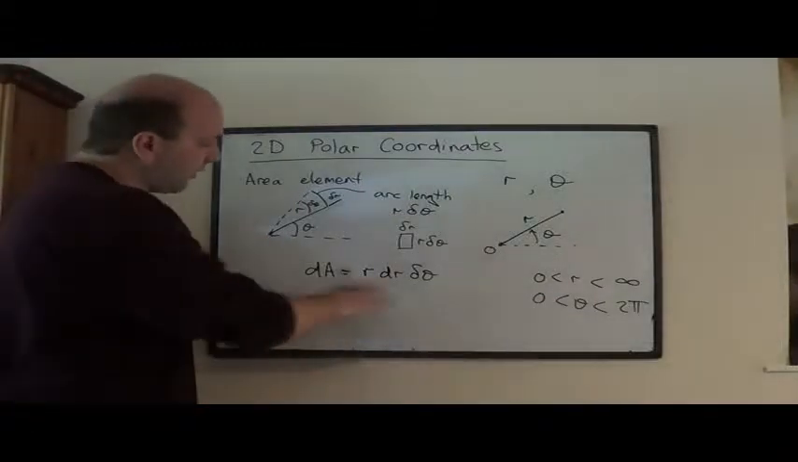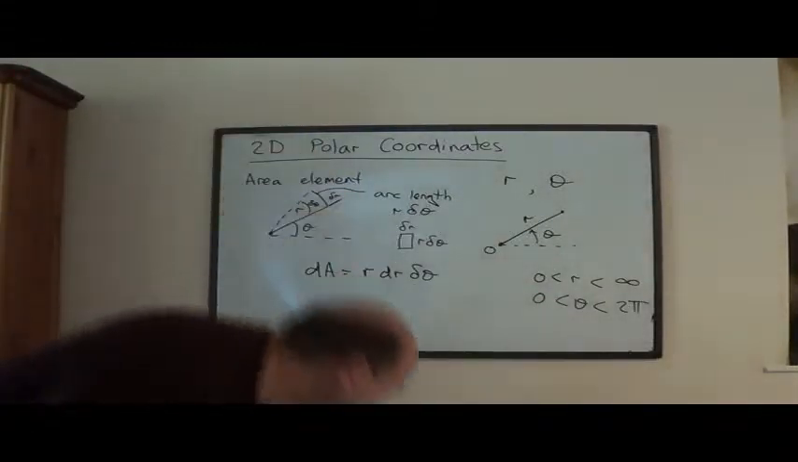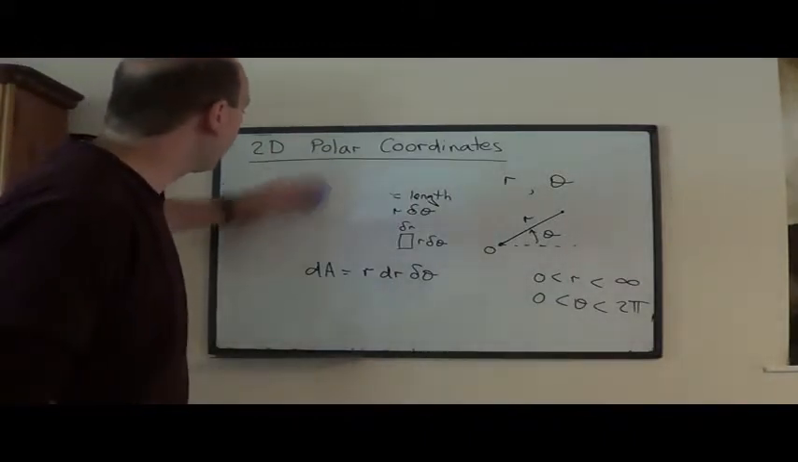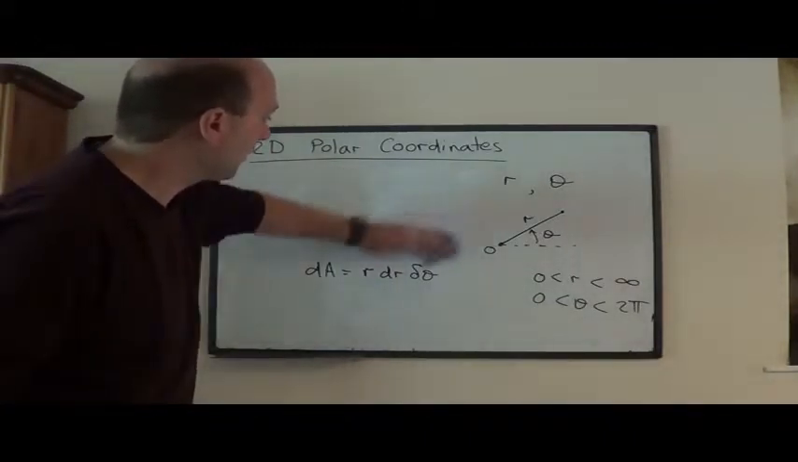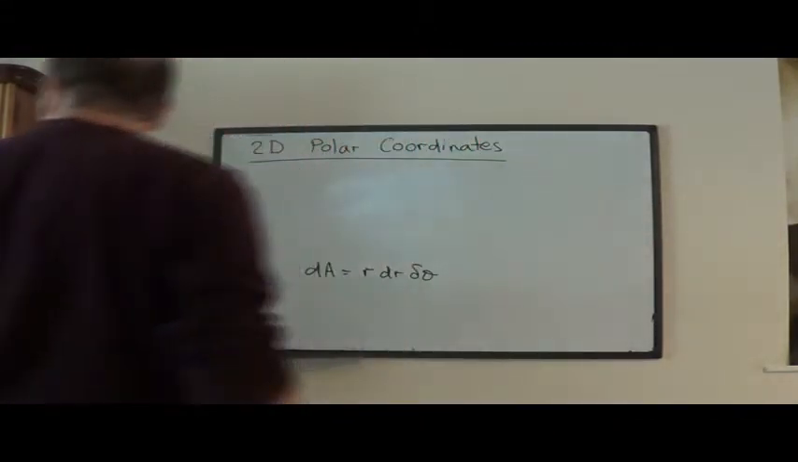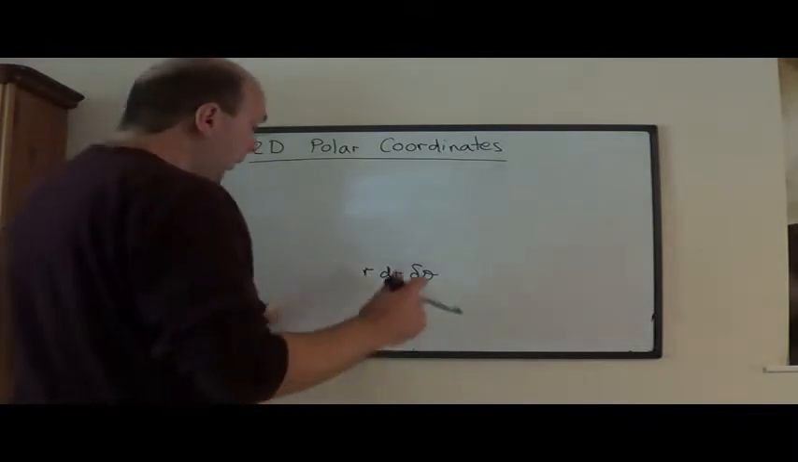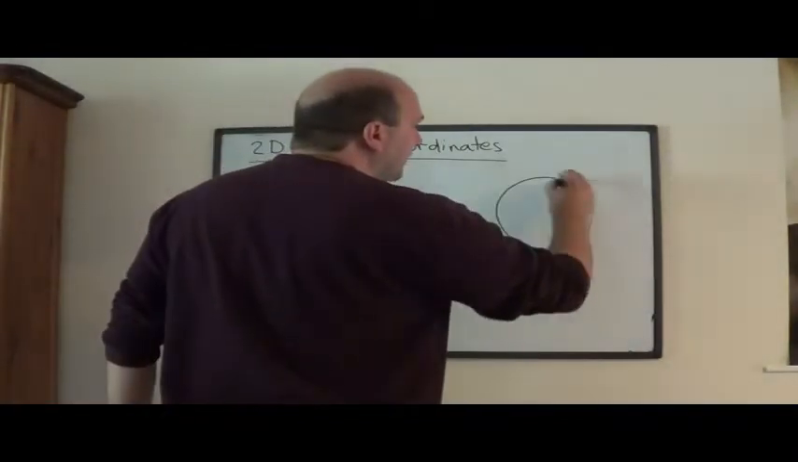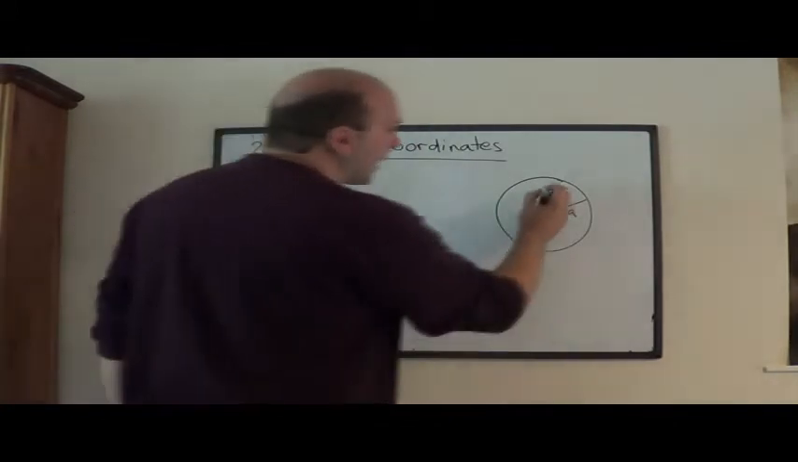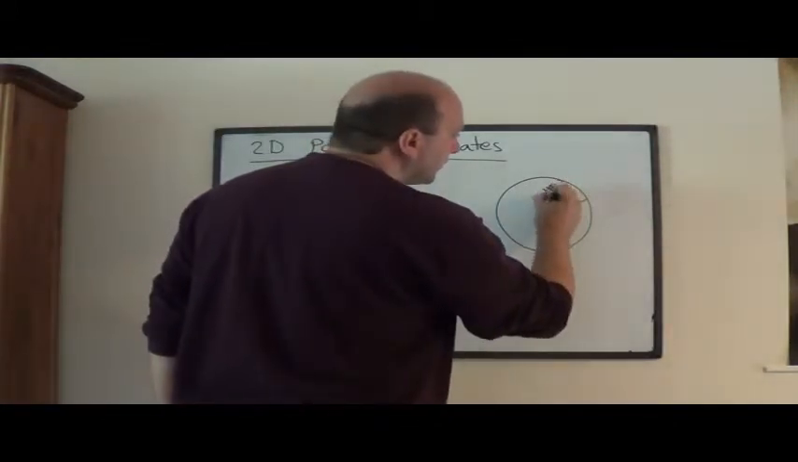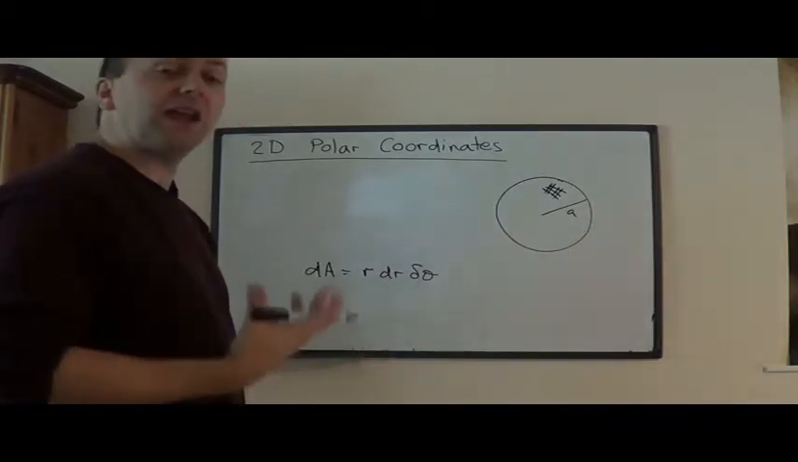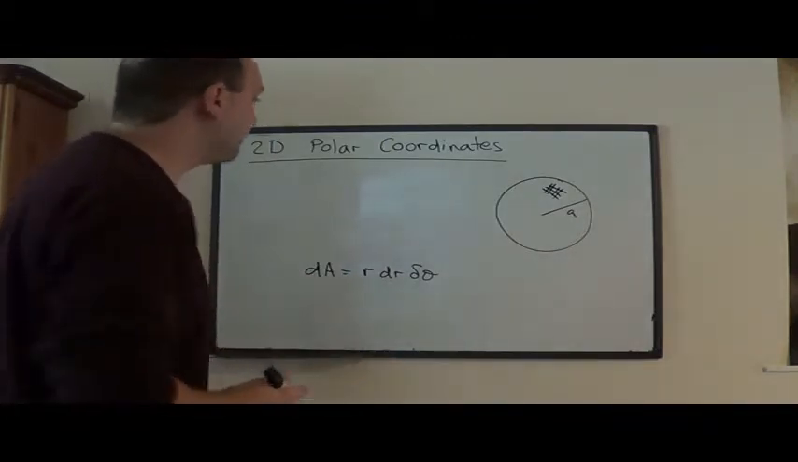Let's do an example of using this to calculate the area of a circle. So we've got a circle, let's make it of radius a, and what I'm going to do is divide it up into lots of little squares. I'm going to calculate the area of each of those squares and then add them up using integration.